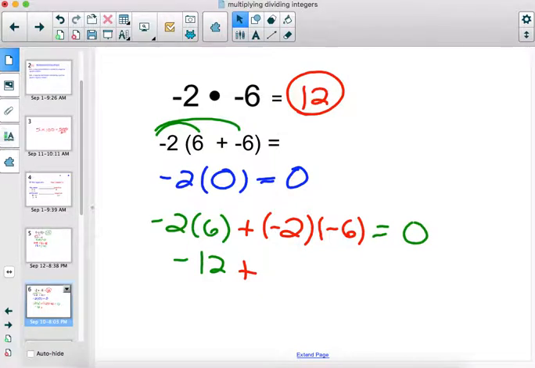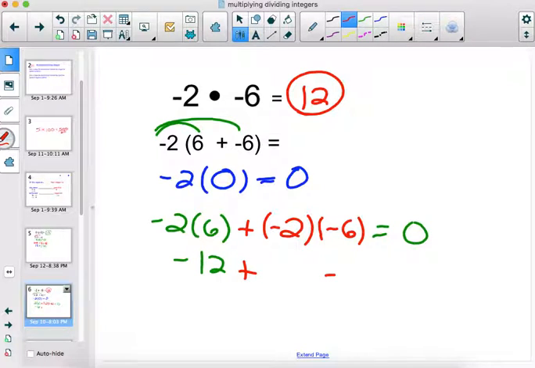So what number added to negative 12 is going to equal 0? Emma? Positive 12, because negative 12 plus 12 is 0. Yes. So we know this has to be positive 12. And what's giving us positive 12? The negative times the negative. All right.